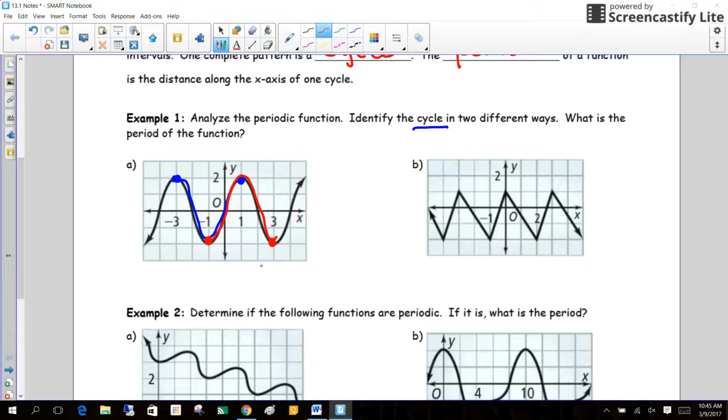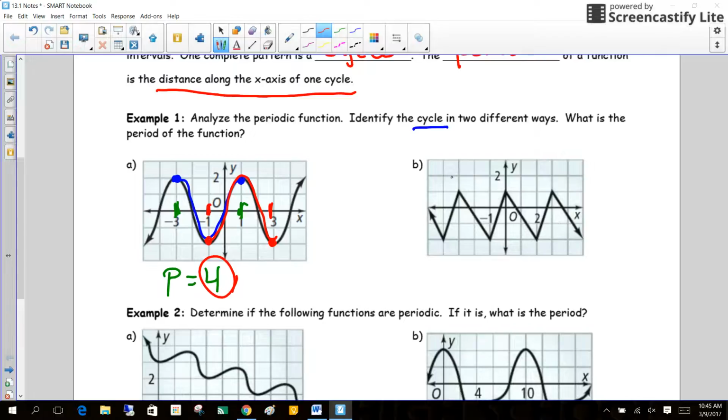And when we're talking about the period, again, it's the distance along the x-axis for one cycle. So for the blue guy, it was from -3 to 1. Well, the distance from -3 to 1 would be a period of 4. You'd get the same thing if you looked at your red cycle. From -1 to 3 is also a distance of 4. So our period for this graph is 4.